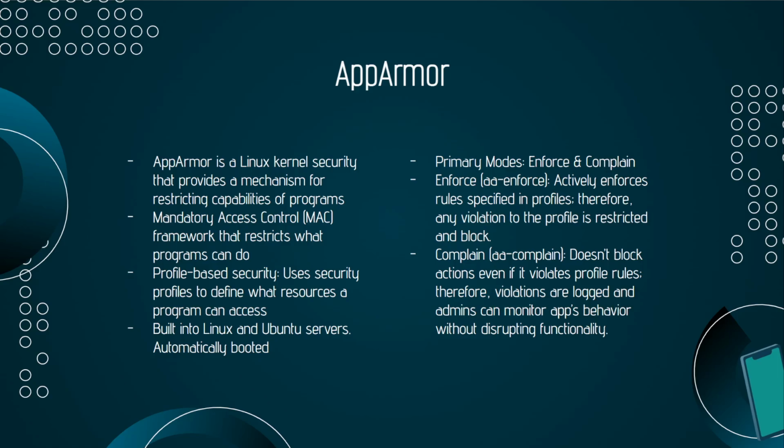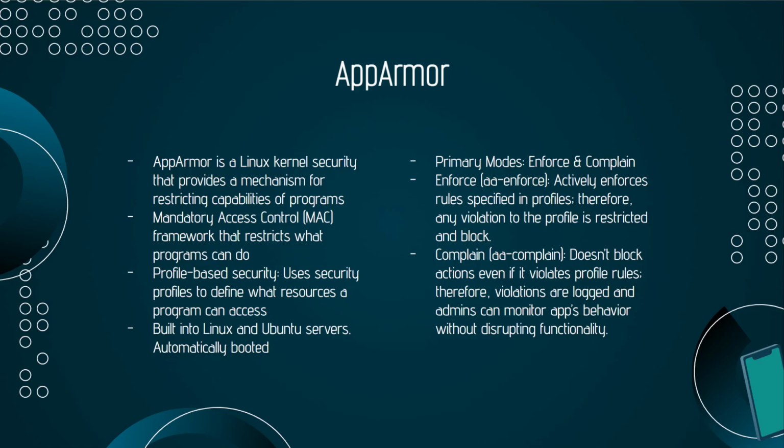Now, looking into its two primary modes, enforce and complain. In enforce mode, AppArmor actively restricts actions that go against the profile rules. For example, if a web server tries to access a file and is not authorized to, AppArmor will block the request. This mode is ideal for production environments where strict control is necessary.